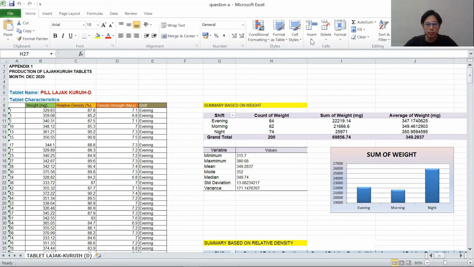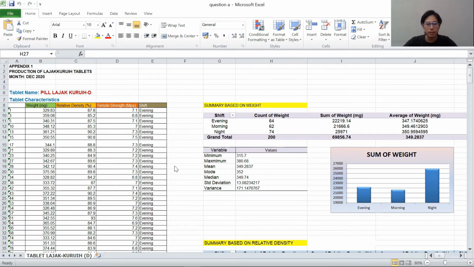Lajakkuruih is a health supplement diet tablet produced by the Lajakkuruih company. It consists of 15 types of Lajakkuruih tablet with different health properties. Basically, common problems that manufacturer operations face are the fluctuation in tablet weight and inconsistent tablet hardness. As we can see here, the characteristics are weight, relative density, and also the tensile strength based on the shift: evening, morning, and also night.